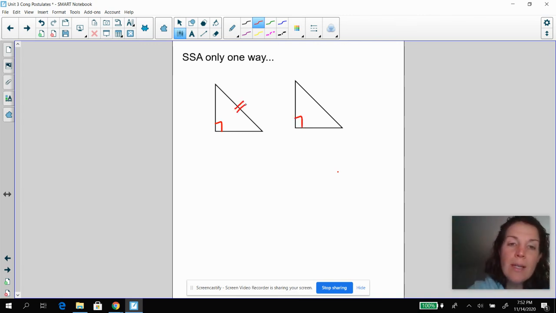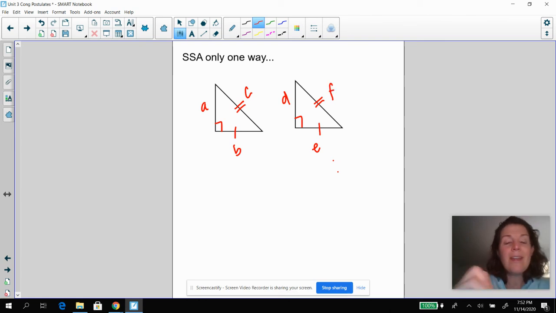If I know that this side is congruent to this side, and this side is congruent to this side, what do we know about right triangles that has an association with side lengths that we don't know in other triangles? The Pythagorean theorem, right? I have a squared plus b squared equals c squared. So let's call this one d, e, and f. If a squared plus b squared equals c squared, then I know d squared plus e squared equals f squared. If e and f are the same as b and c, that means a and d have to be congruent. So side-side-angle actually does exist, only for right triangles.